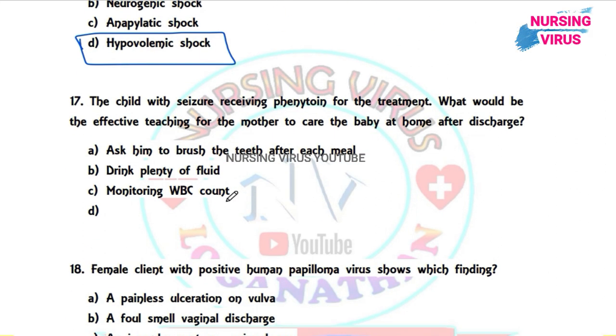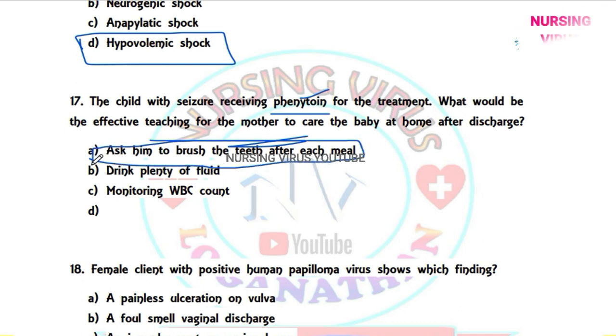And the next question: the child with a seizure receiving phenytoin for treatment. What would be the effective teaching for the mother to care for the baby at home after discharge? Ask him to brush the teeth after each meal, drink plenty of fluid and monitor the WBC count. So the major health teaching to give when the patient is taking phenytoin is that mouth care is a must, because they may develop bad odor and gingivitis can form. So we can make the patients brush their teeth after every meal.